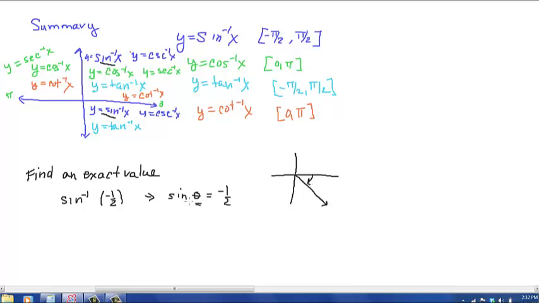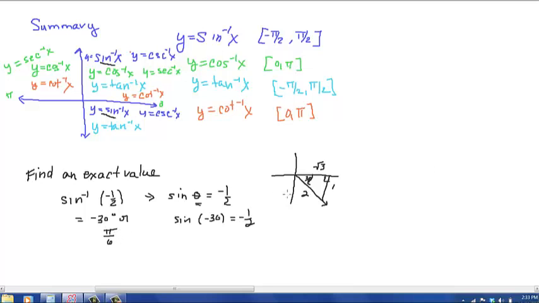So when is sine theta equal to negative 1/2? Well, you should think about your 30-60 triangle. So sine of 30 would be 1/2. So in quadrant 4, it would be negative 30. So sine of negative 30 is equal to negative 1/2. So sine inverse of negative 1/2 is equal to negative 30 degrees, or negative pi over 6 radians.